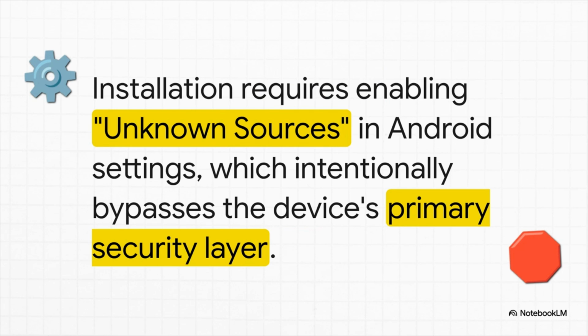And this brings us to the final, and honestly, the most critical step of all, the installation. Because this app isn't from the official Google Play Store, you have to manually go into your phone's security settings and flip a switch that says Install from Unknown Sources. So you are intentionally disabling the main security guard that protects your Android phone.